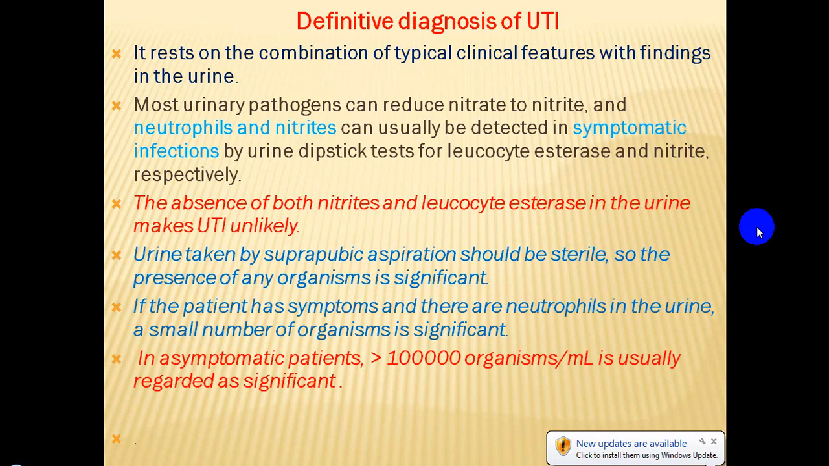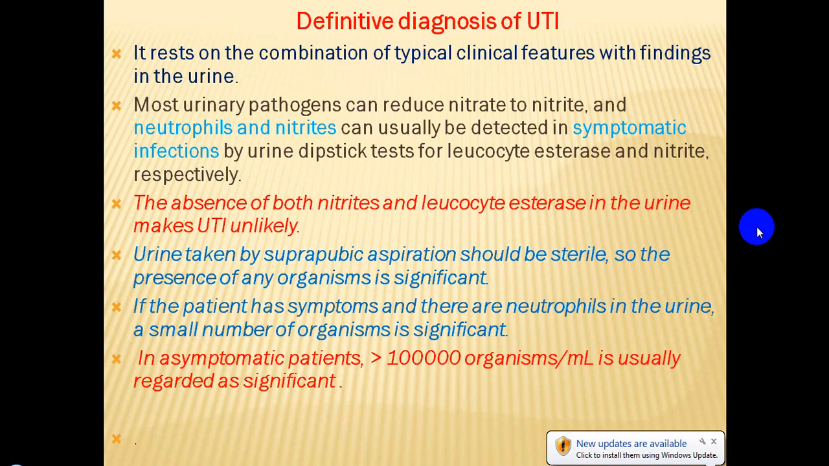Also, any urine taken by suprapubic puncture normally should be sterile. There should be no organism in urine aspirated through suprapubic puncture. So the presence of any organism in this specimen of urine is considered to be significant. Added to that, if the patient has symptoms and there are neutrophils in the urine, a small number of organisms is significant.